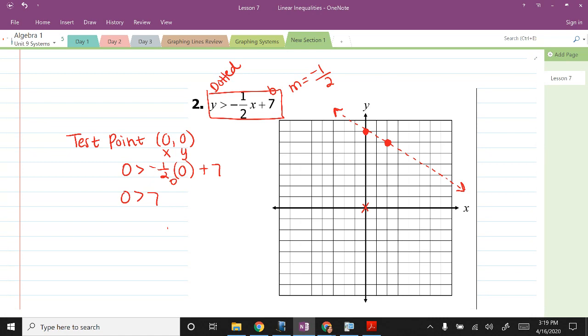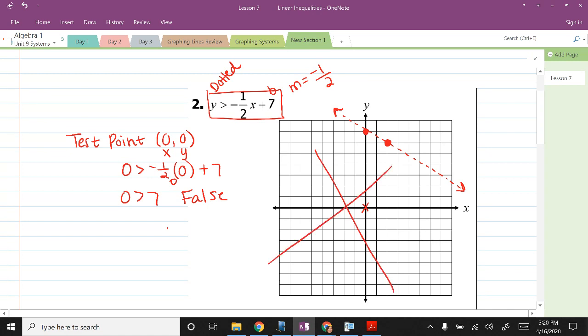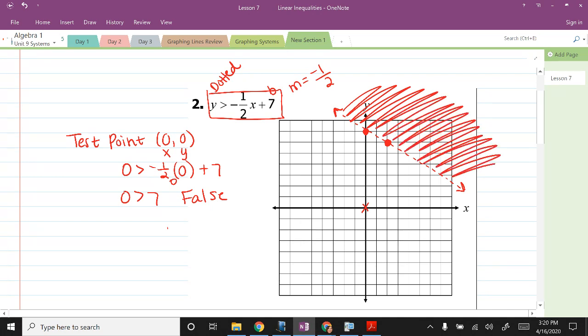That's not true. That's false. 0 is not greater than 7. So that means this area down here is not the solution region. If your test point gives you something false, that means the solutions must be on the other side of your boundary line. So you're going to lightly shade with your pencil.